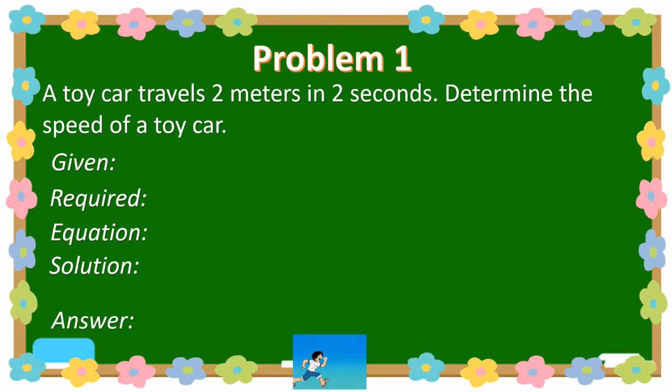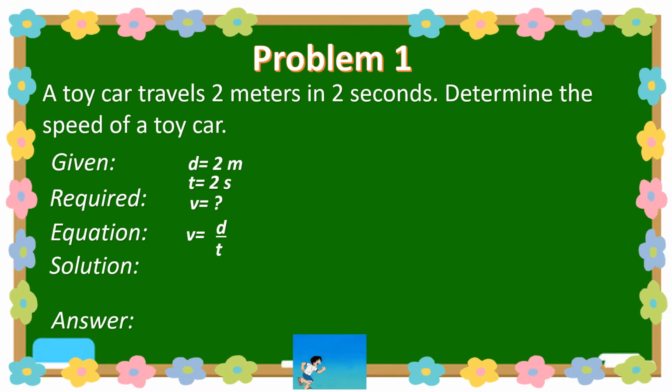Now, let us identify the given in this problem. We have the distance, which is 2 meters, and time, which is 2 seconds. Now, what is being asked in this problem? Great. We're going to solve for the value of speed. For the equation, the formula in getting the value of speed is equal to distance divided by time.